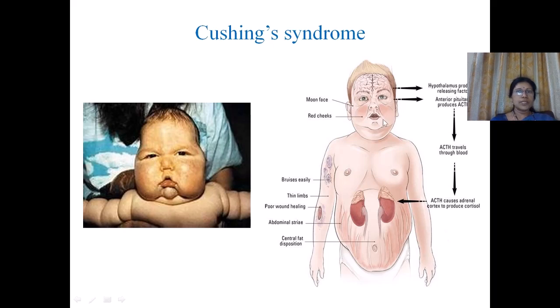The symptoms of this syndrome include fat deposition at the face region. So the face appears round and it is called moon face. The back and the neck region will also bulge and that is called buffalo hump. Here we can see the red cheeks. Purple striations appear on the body, in the abdominal region. In this image we can see striations in the abdominal region.